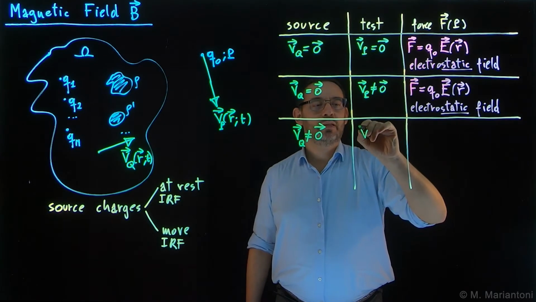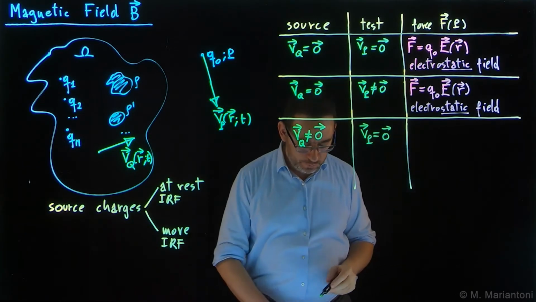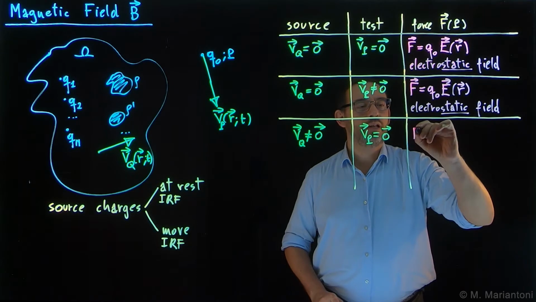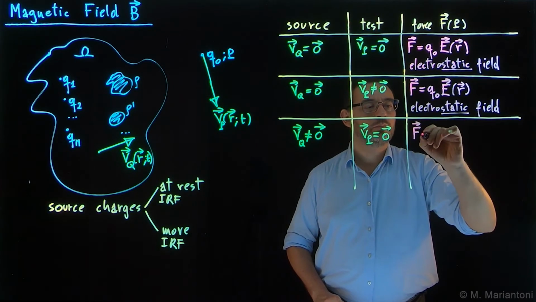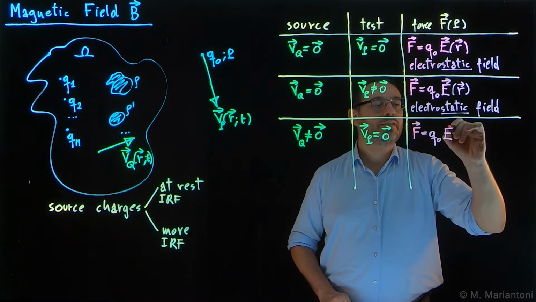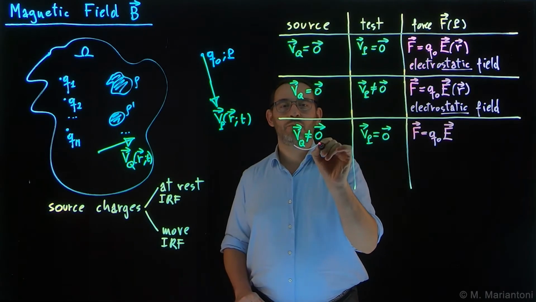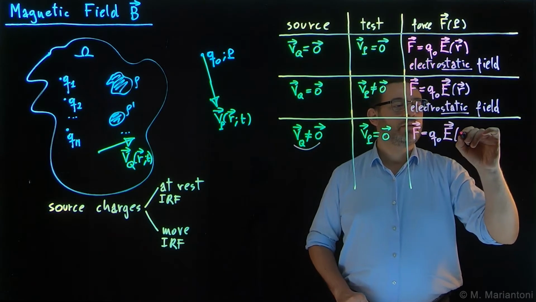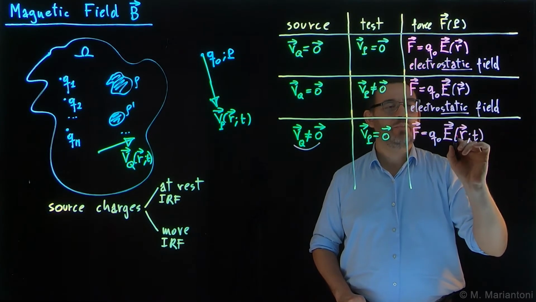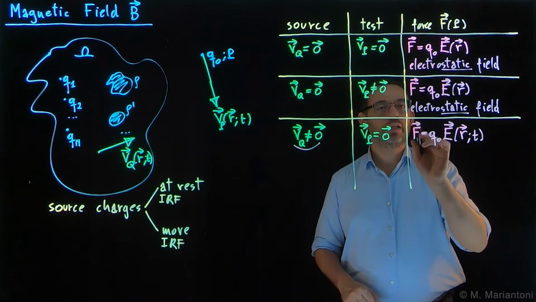But let's assume that the test charge is now not moving. In this case, from the experimental evidence, we find that the force looks very much like the one up here. So it's still given by Q naught, the test charge, times an electric field, E. But now this field is generated by a set of moving charges, and this field can depend on time.